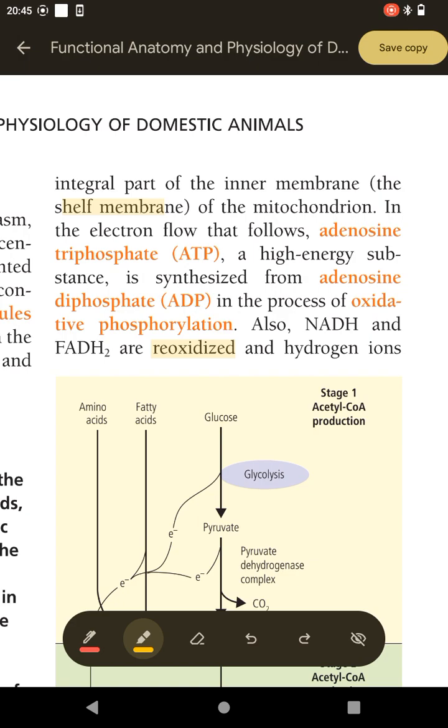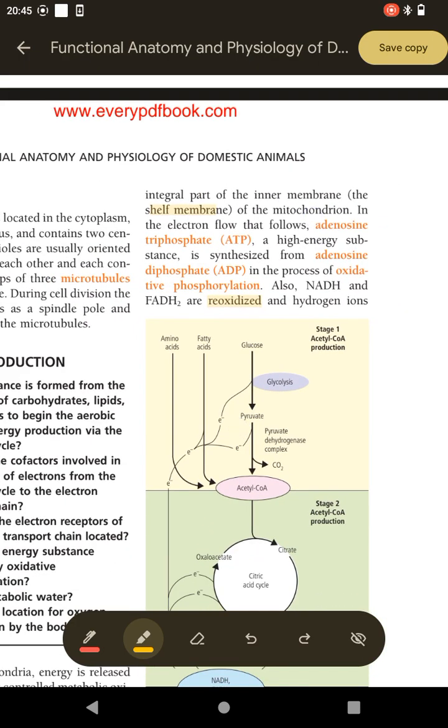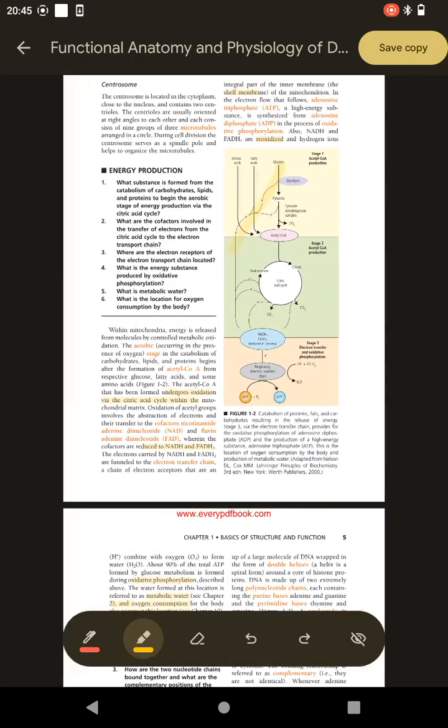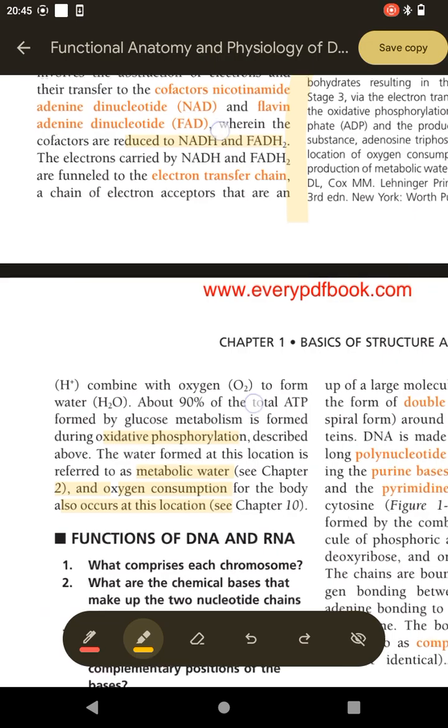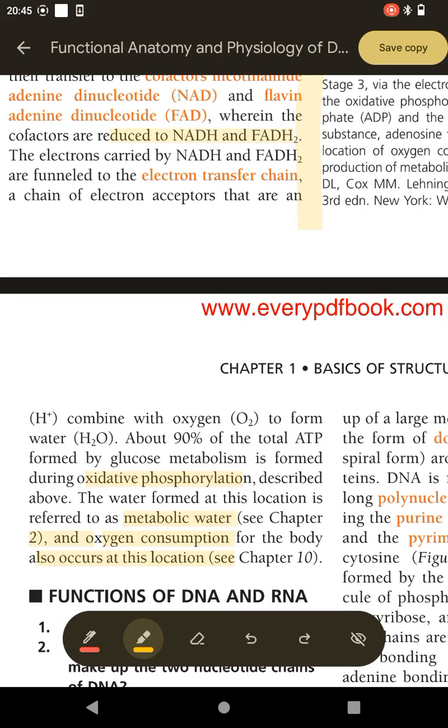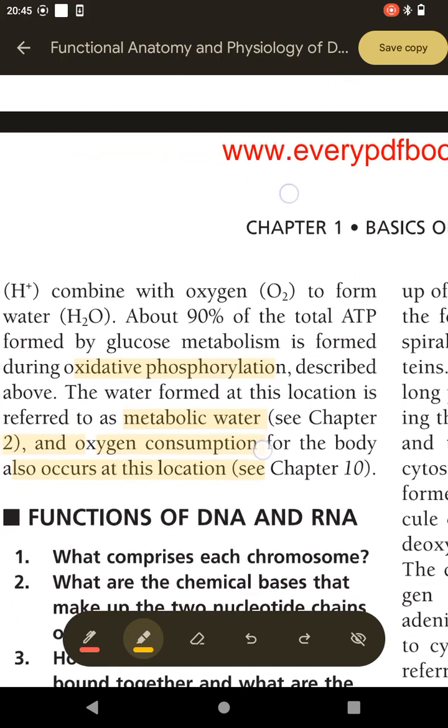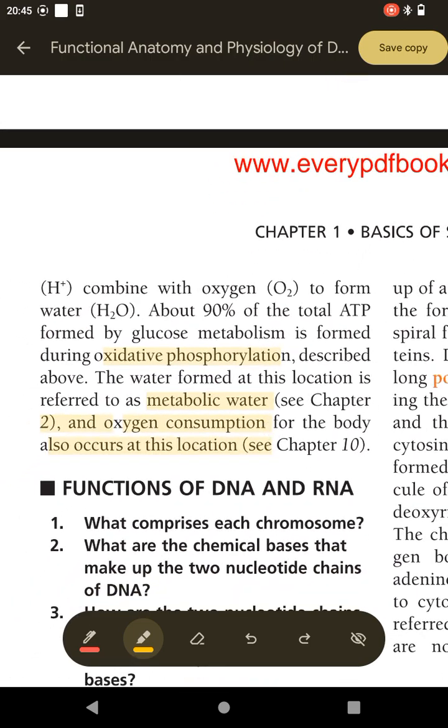The cofactors, the electron carriers, that is NAD, FAD, are converted to NADH and FADH2. After oxidative phosphorylation, these are reoxidized and further converted into FAD and NAD. But also, in reoxidation of these cofactors, there is release of H plus ion, which combines with the oxygen that is inhaled by the nostrils, comes to the lung, and further goes to the cells. And in the cells, it is at this location in the mitochondria.